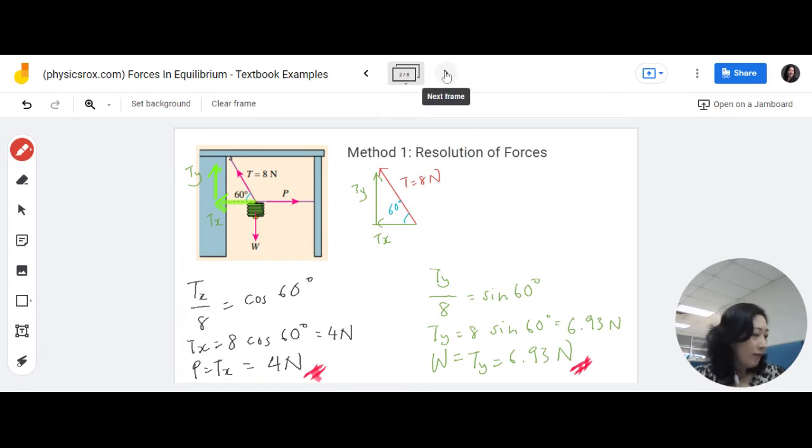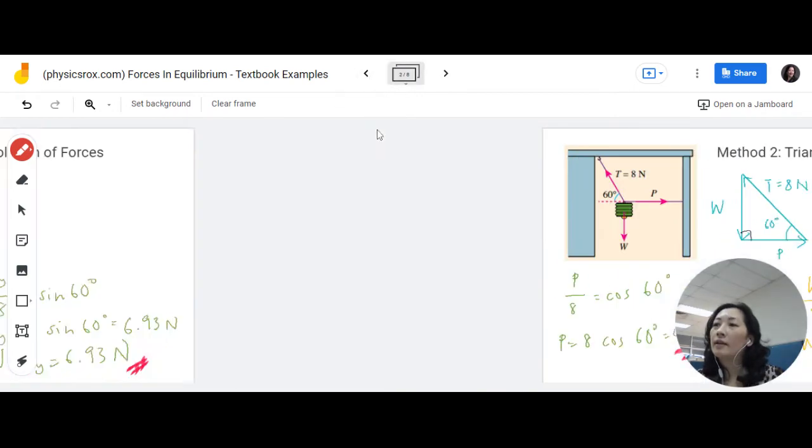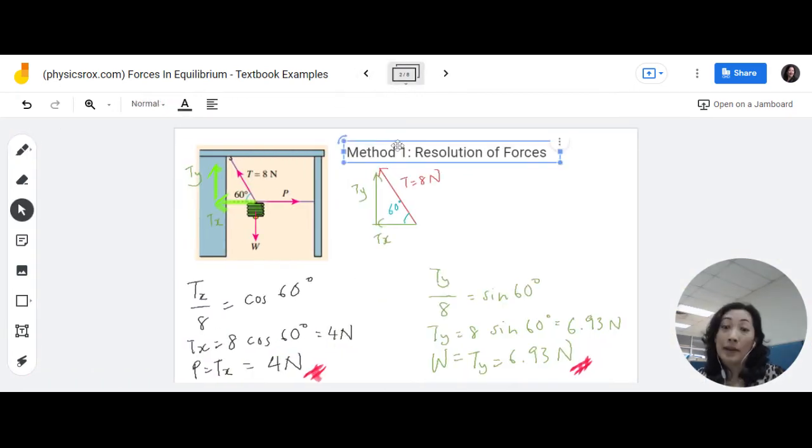Now, to solve the diagrams in examples 2 and 3, you can also pick either method. I'll show for both method 1, resolution of forces, as well as triangle of forces. Okay, so let's see, I'm just going to copy and paste the text.